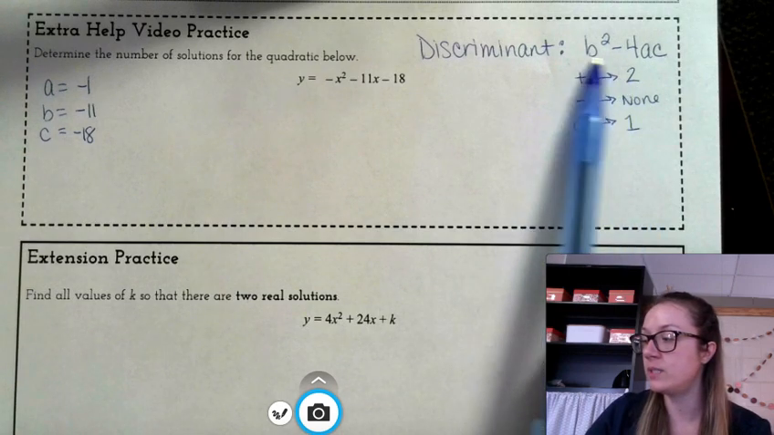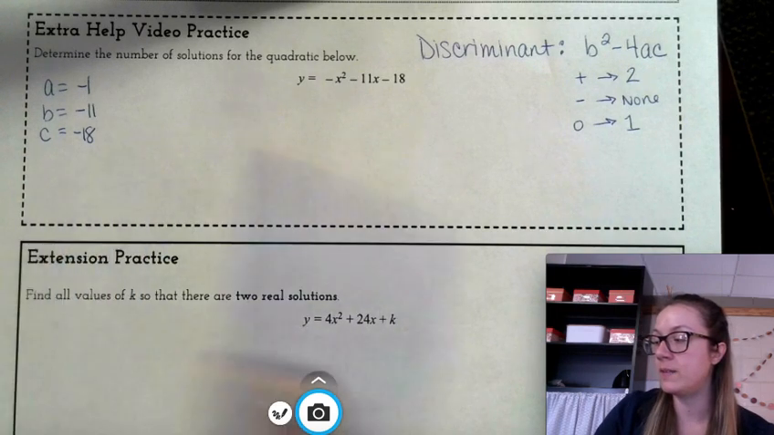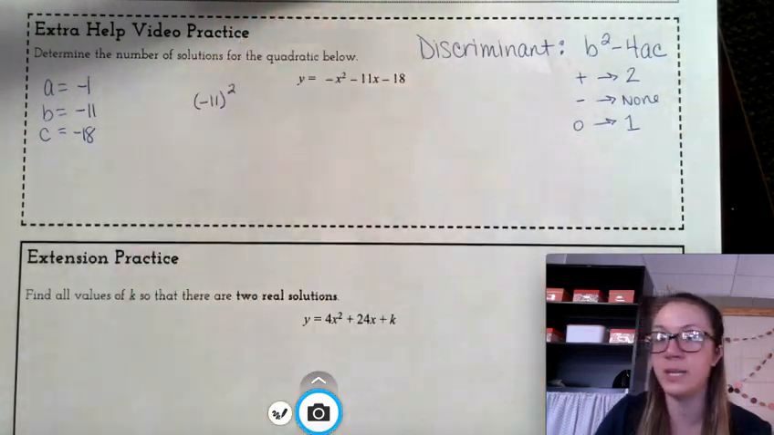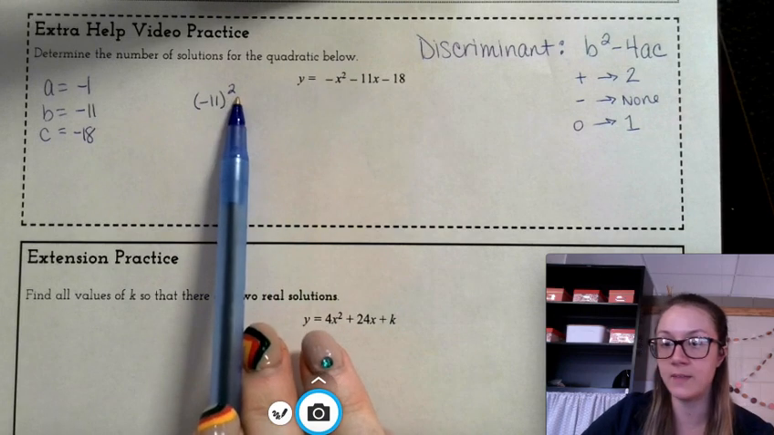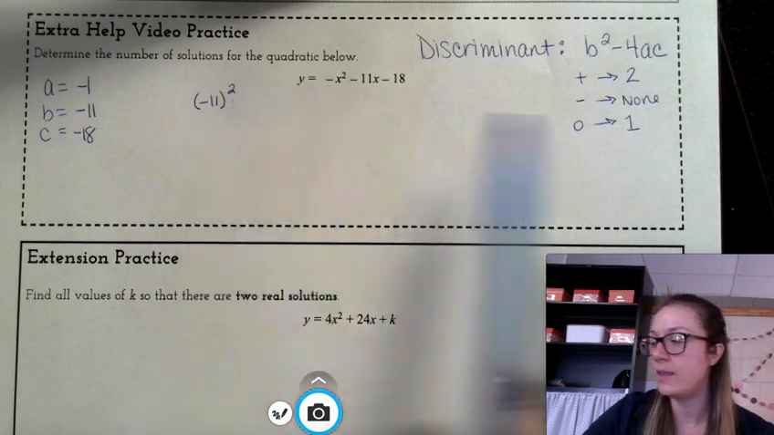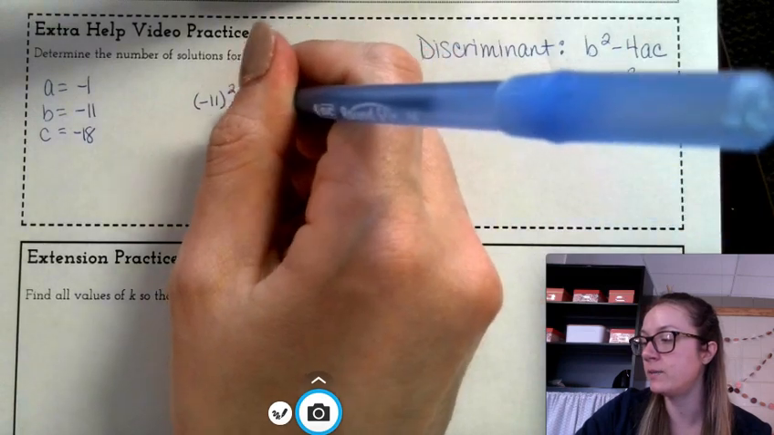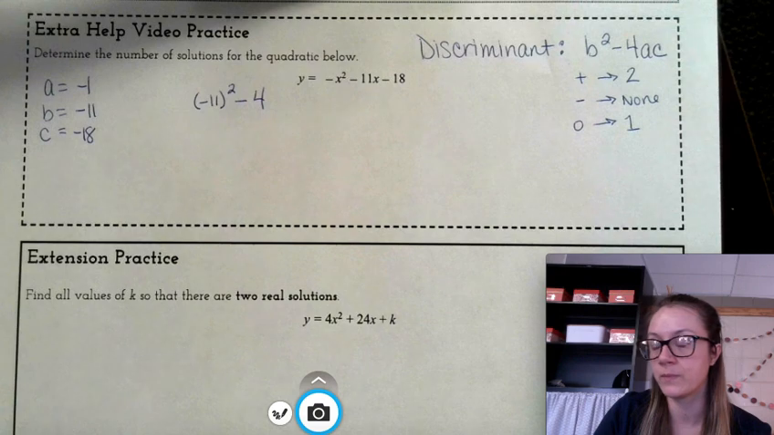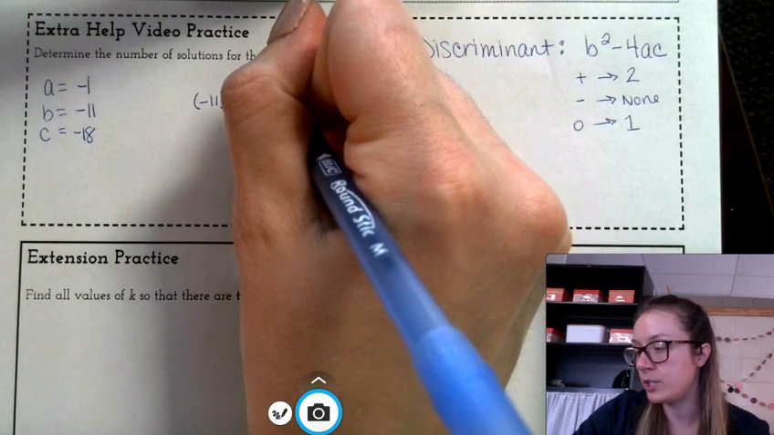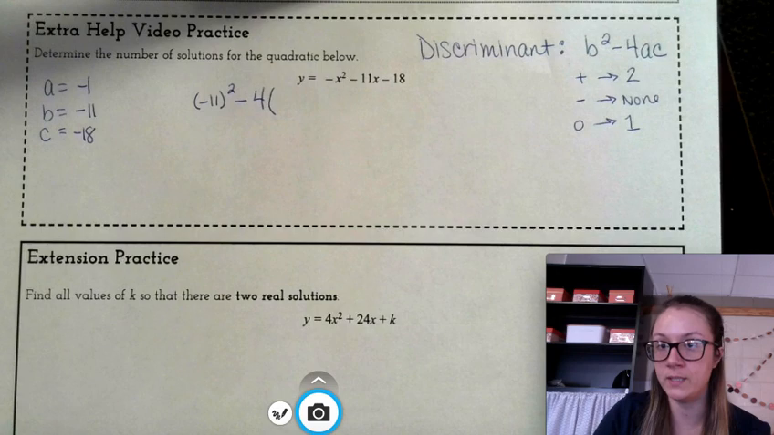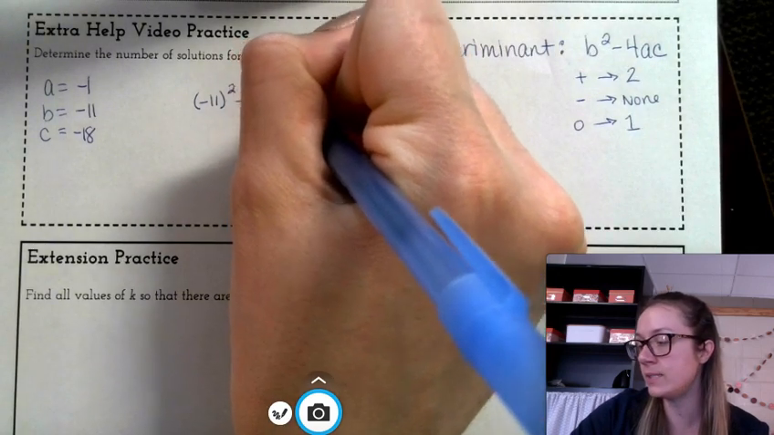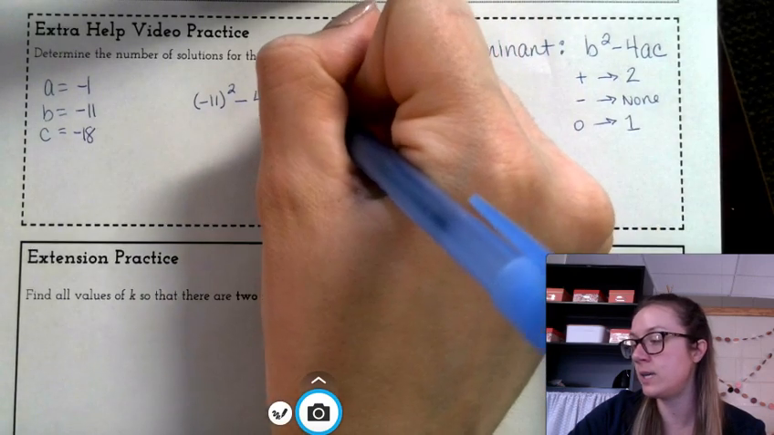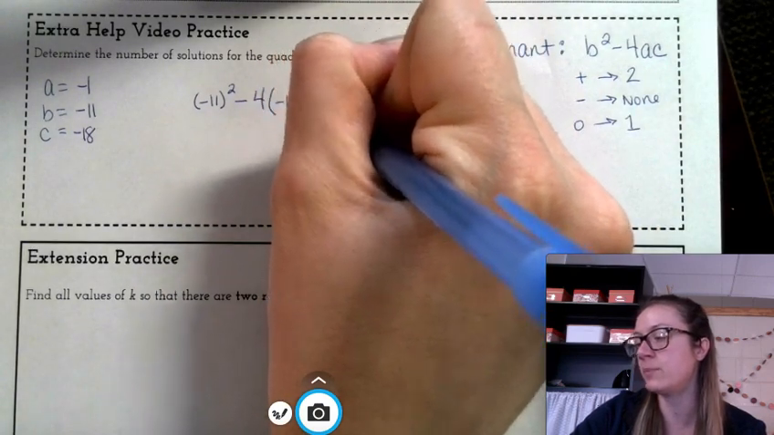So I'm going to use this discriminant and plug in the numbers where they go. So my b is negative 11, and I need to make sure that I put it inside parentheses with the exponent on the outside. Then I have a minus sign, so I'm going to write that down. And then the 4 came next. The a and c are squished together, so I'm going to multiply, so I need parentheses again. The a value is negative 1. And the c value is negative 18.